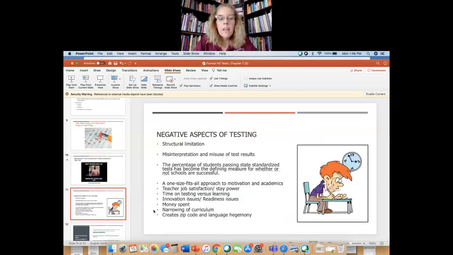All right. So some of the negative aspects of testing, and if you have kiddos, you definitely have felt some of this, that kids feel like they're not good enough. So we've got aspects of testing that hurt teachers and institutions of learning, and we also have testing and how it impacts kids.